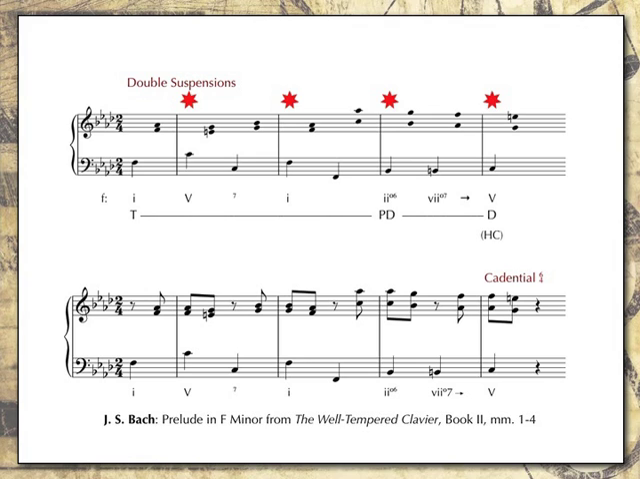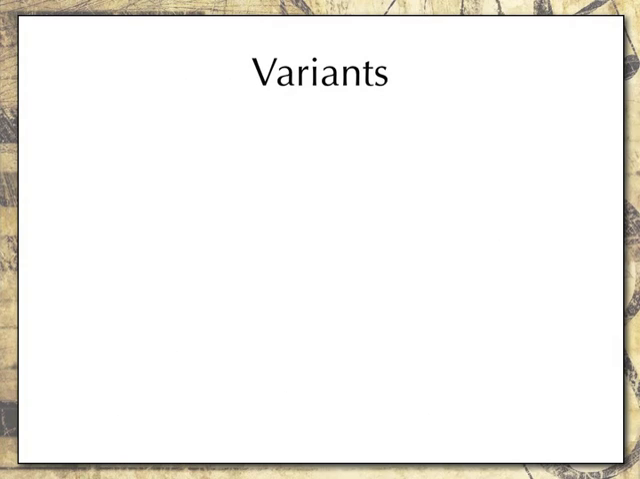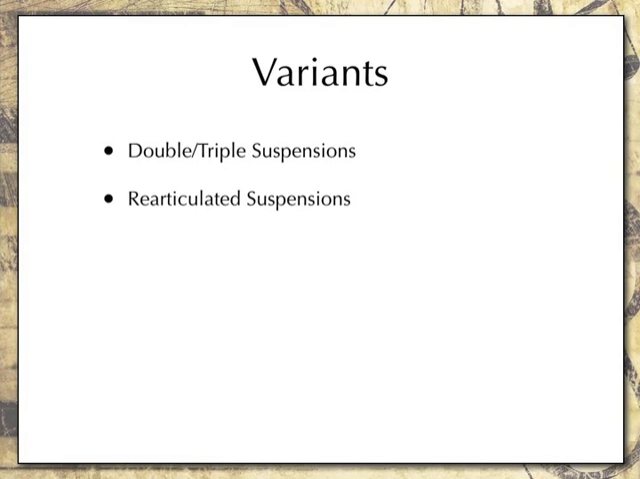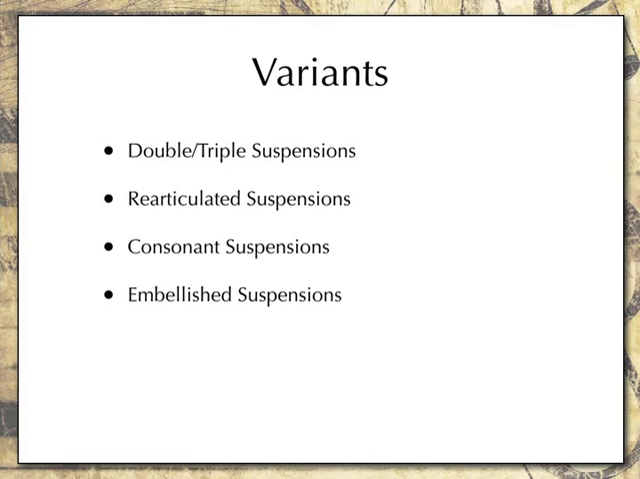In addition to the basic suspensions that I have described, there are some common variants of suspensions that exist but are beyond the scope of this tutorial, but which I will briefly mention. As we have seen in the case of the Bach prelude, there can be double or even triple suspensions, rearticulated suspensions rather than tied, consonant suspensions that are treated as dissonant ones, suspensions that are embellished or decorated with other notes that surround it, and suspensions that sometimes resolve upward. So if you ever encounter one of these suspension variants, fear not.